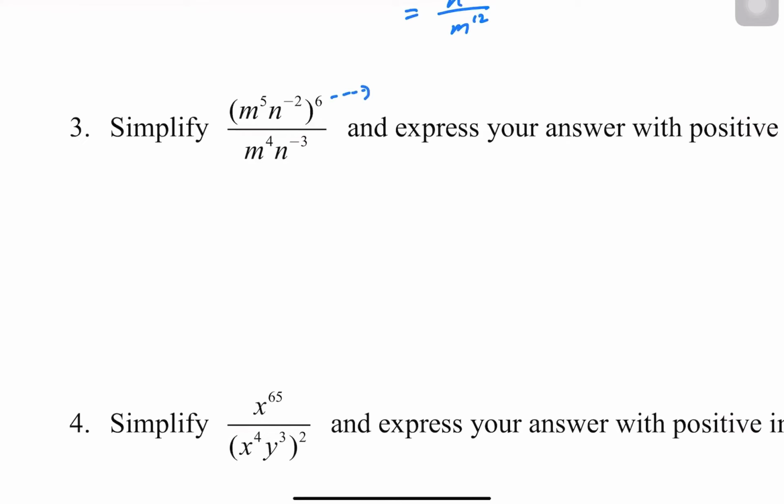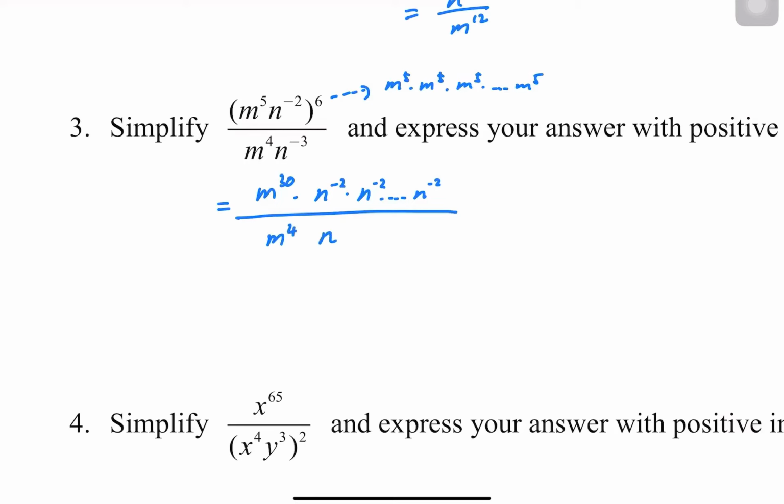In your mind, think about the definitions. There are 6 m to the power 5 multiplied together. So there are 30. And then times n to the power negative 2 times n to the power negative 2. There are 6 n to the power negative 2, multiplied together. So remain m to the power 4, n to the power negative 13.